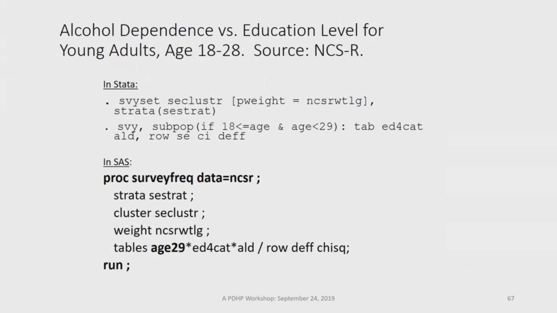Okay? In SAS, same basic approach. Remember that the domain variable has to be listed first, where you see age 29, okay? Then I have my row variable, then I have my column variable, and again, I'm asking for row percentages. In SAS, you actually have to add the chi-square option to get that design-adjusted chi-square test. In Stata, it comes automatically. Okay? So in SAS, we have to actually add that chi-square option to get the design-adjusted test.